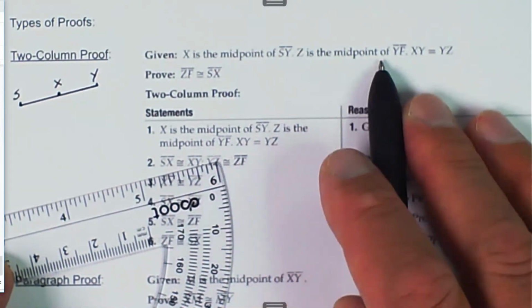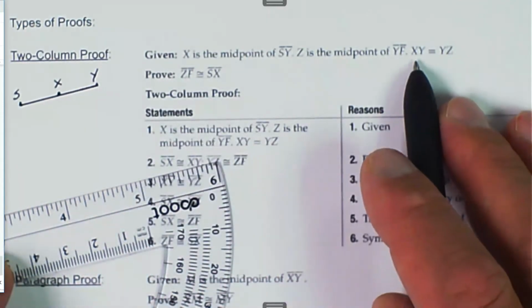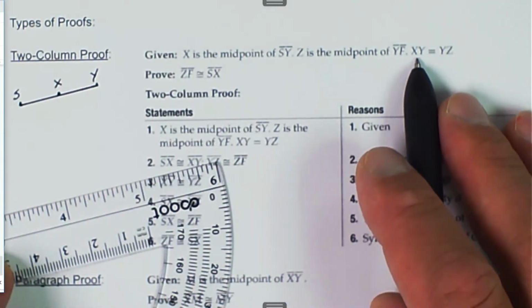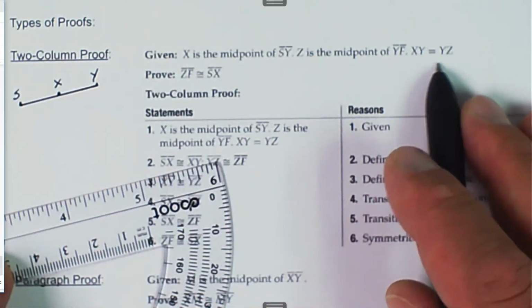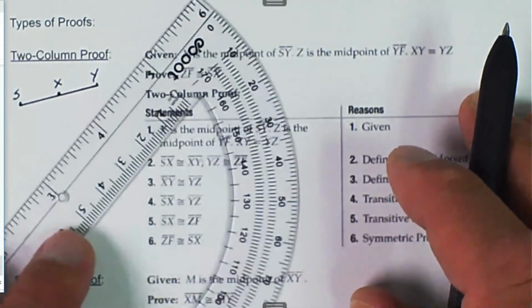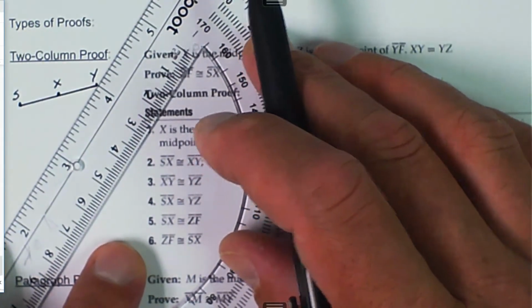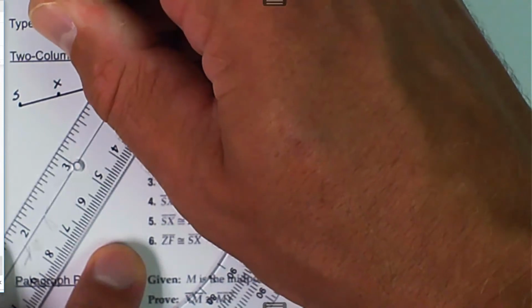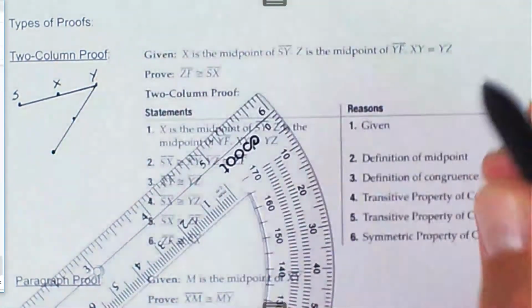And then it has Z is the midpoint of YF. Well, we already have one Y drawn here. And what we're trying to prove, and then we know that XY is going to be congruent to YZ or equal to YZ. So again, I already measured this and I want to make sure that it looks the same as it did before. So I'm going to go ahead and draw that. So that's 1 inch, and then I'm going to mark it as 1/2 inch in the middle. And then my drawing should look about drawn correctly.